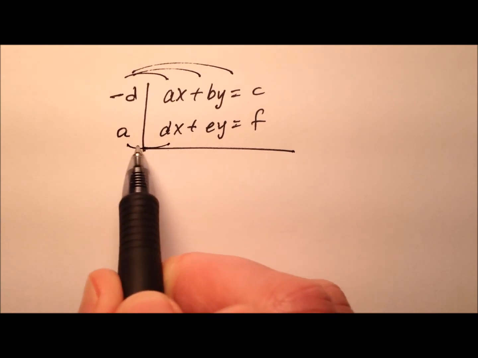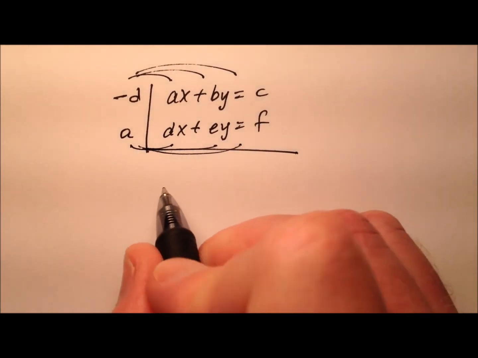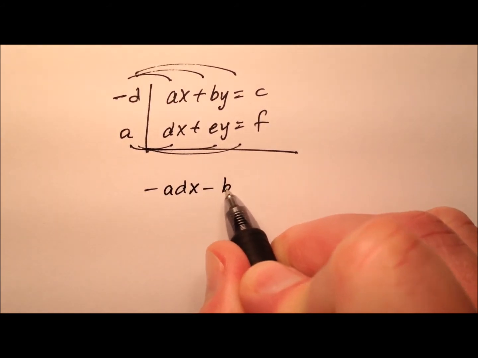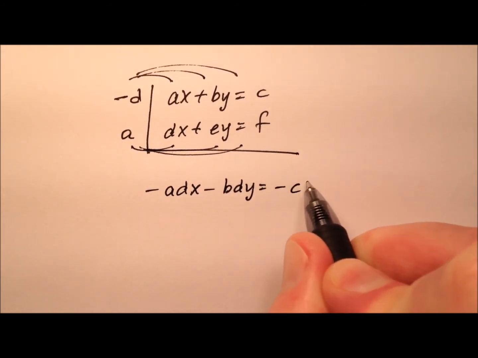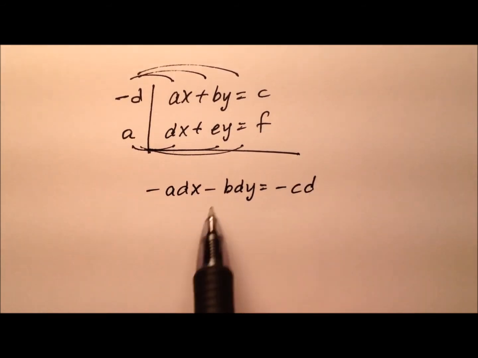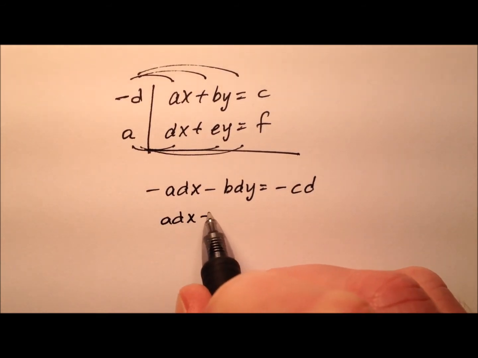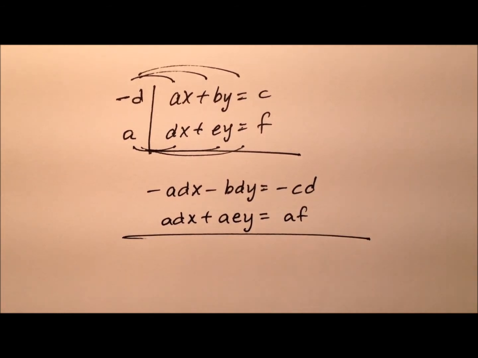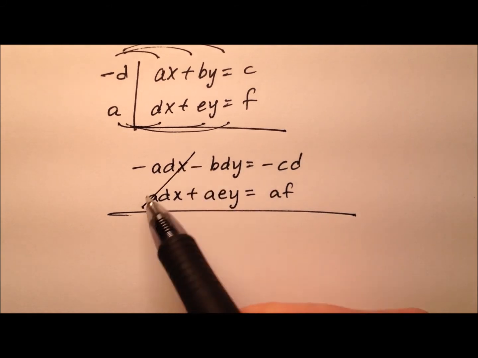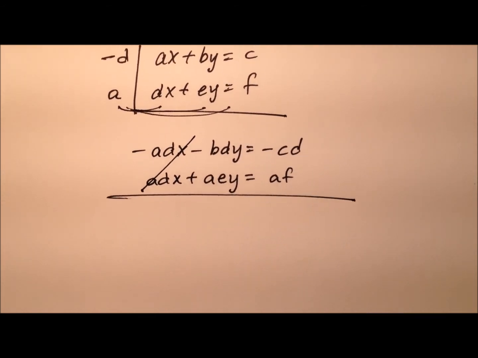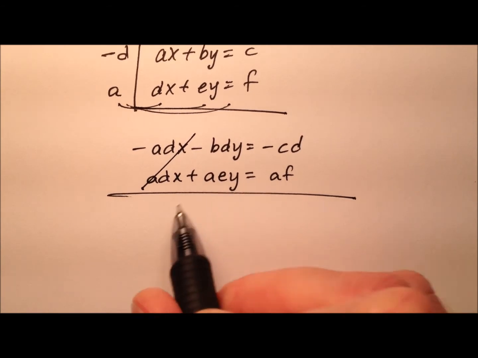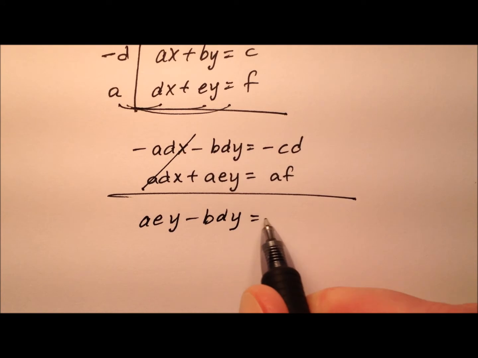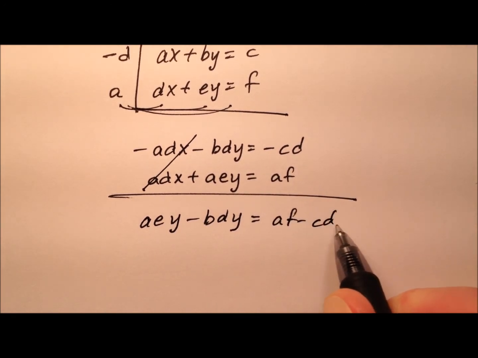So we'll go ahead and distribute all those values through. We'll end up with, for the top, negative adx minus bdy equals negative cd. And the second equation, adx plus aey equals af. When we add these two equations, you'll notice the x's cancel, and again, that's by design. So our y's, let's write it aey minus bdy, and then af minus cd.